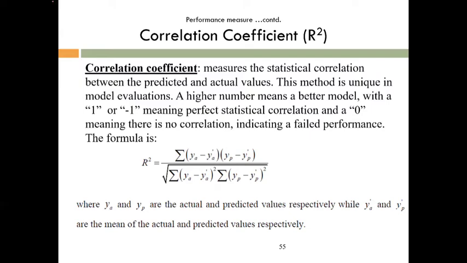So one of the very popular performance measures in regression problems is called the correlation coefficient, or the coefficient of correlation, as some people call it. So here's the formula that is often used.